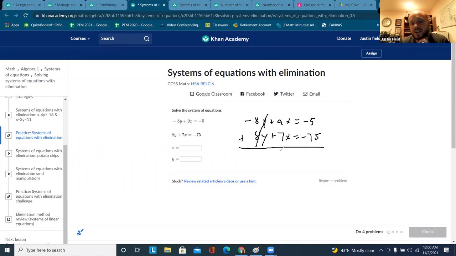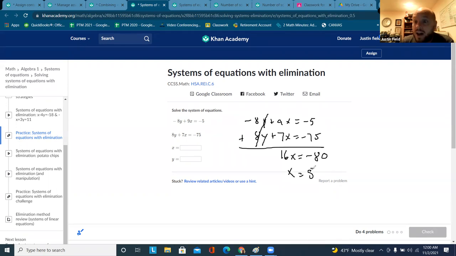And then what's 9 plus 7? 16. And then what's -5? -80. All right. And then what is that? Tired at midnight. 80 divided by 16 is 5. Okay. Don't use your calculator. 5. So now we got the x value.